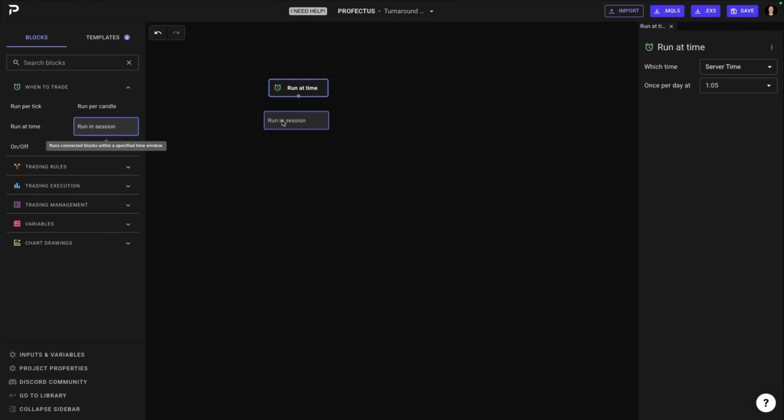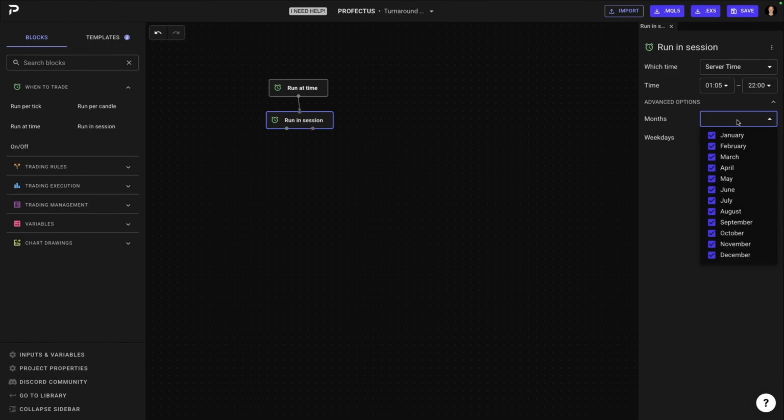Then we add the next block, run in session, drag and drop, connect it, click on the block. And here we want to simply run the system between 1:05. So that's a little bit of a redundancy, but we just add it here again for the sake of consistency until 10 p.m. Now you open here the advanced options, and there you can actually add when you want to trade this system per month.